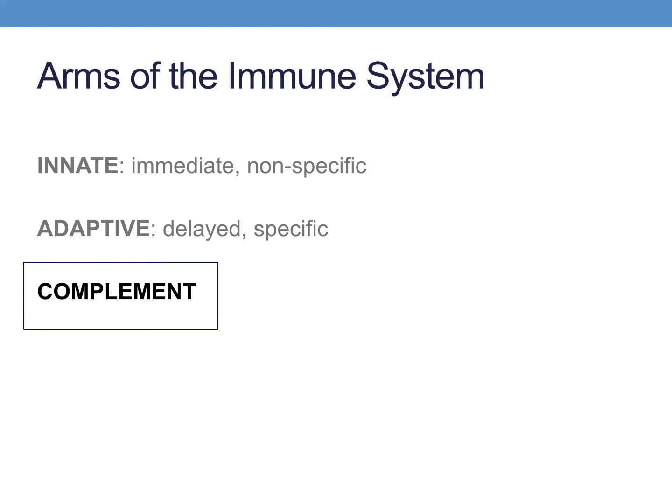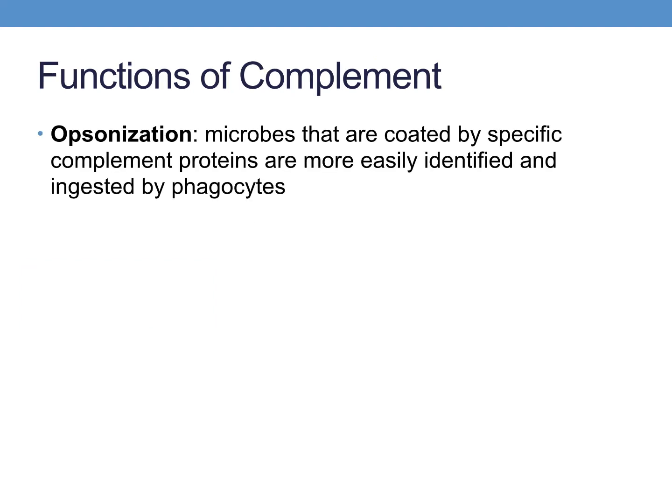The complement system acts as an enhancer. It complements the functions of antibodies and phagocytes to help clear microbes during an infection. At its core, it serves as a liaison between the innate and adaptive systems. The complement system holds three critical functions.